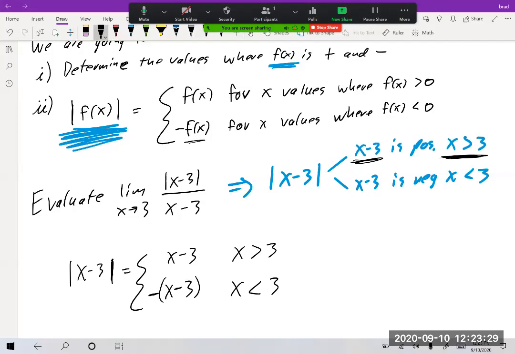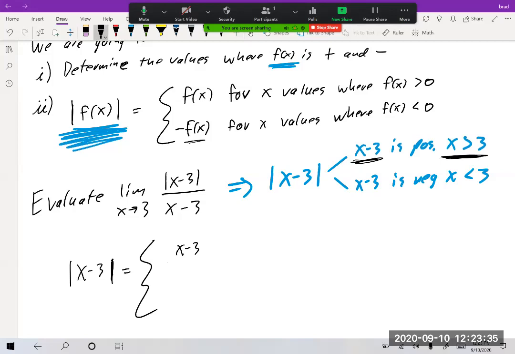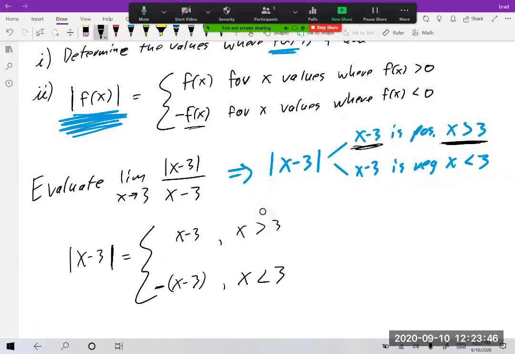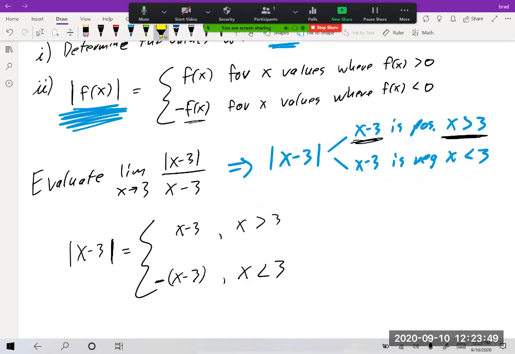Now the problem is, let me write this a little bit better. I'm going to need some space. So we're going to do our piecewise: x minus 3 for x greater than 3, and negative x minus 3 for x less than 3. Now here's the catch. Notice the original problem is divided by x minus 3, and I don't have that. So I'm going to divide this by x minus 3, but then I have to divide this by x minus 3 and this by x minus 3.